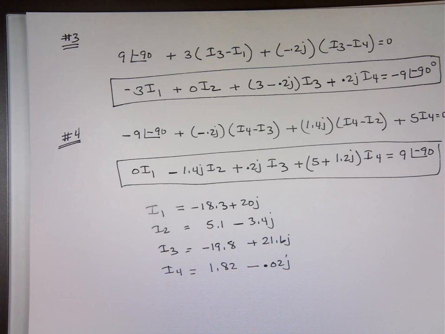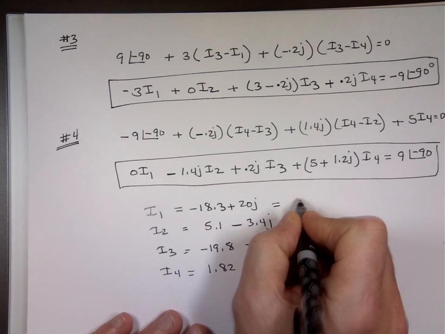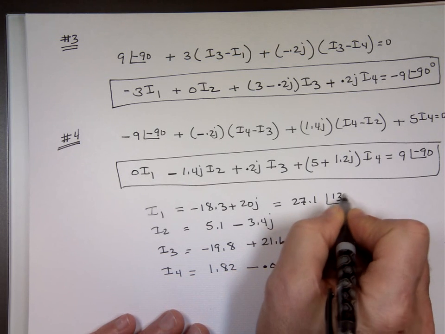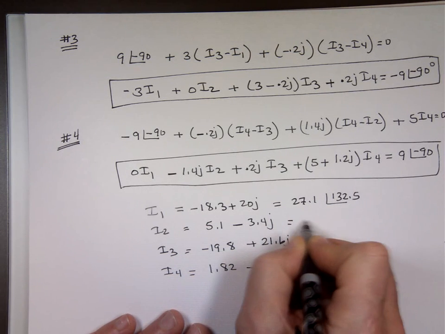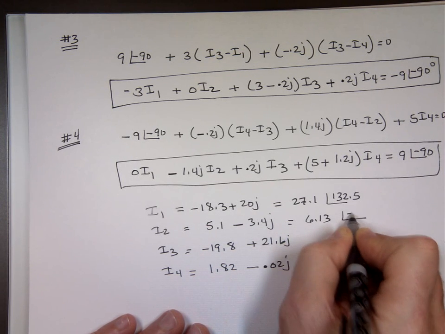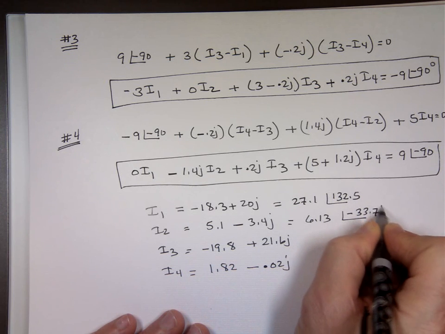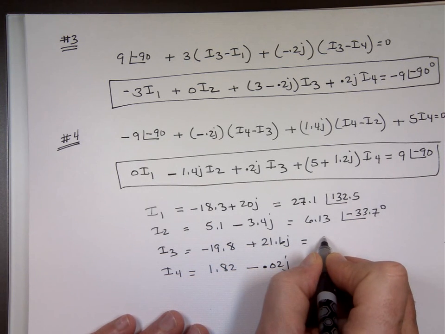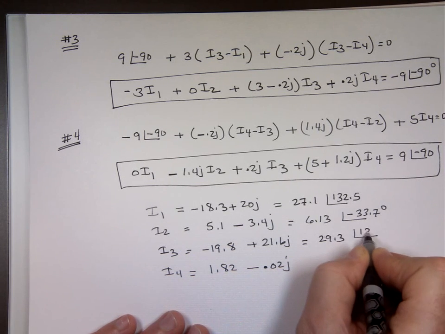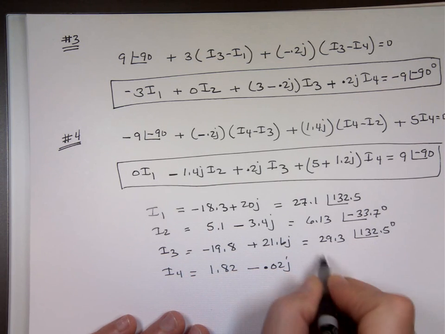Do you want, I took it all down in polar. Do you want? You have them? Sure. What's I sub 1 polar? 27.1 angle 132.5. Yep. The next one is 6.13 angle negative 33.7. The next one is 29.3 angle 132.5. And the next one is 1.8 angle negative 6.3.